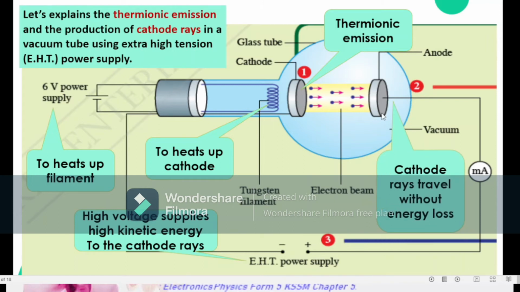So this is the part we call the vacuum part. In the vacuum part, cathode rays travel without energy loss.